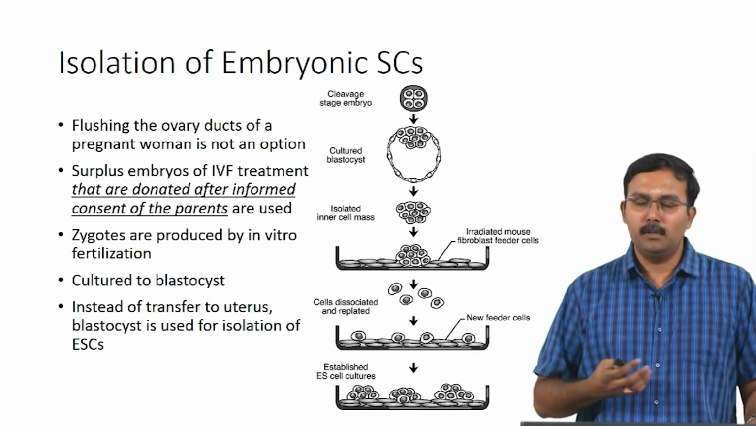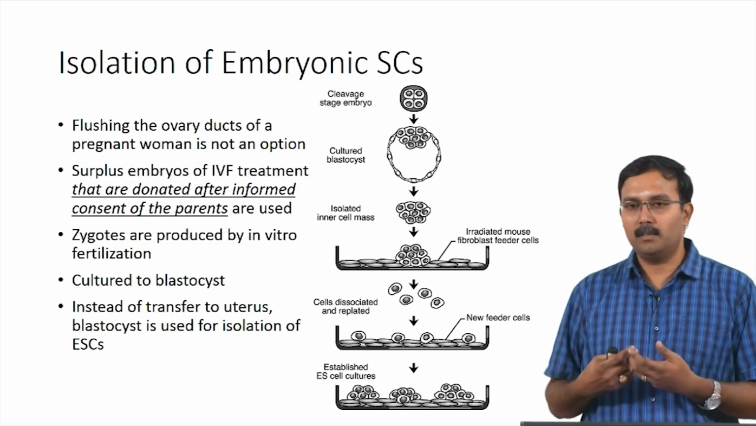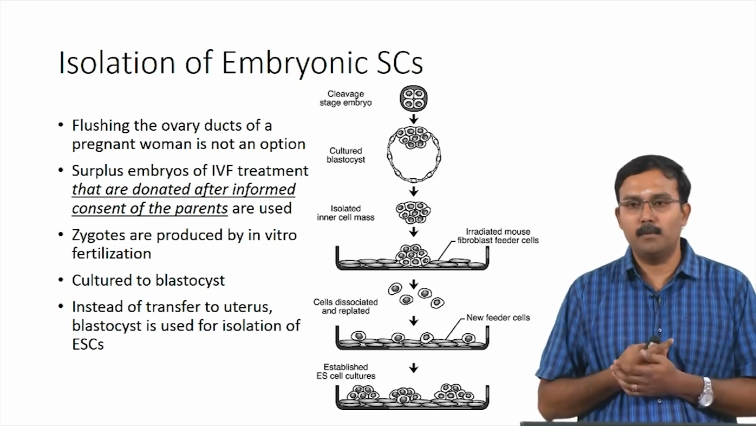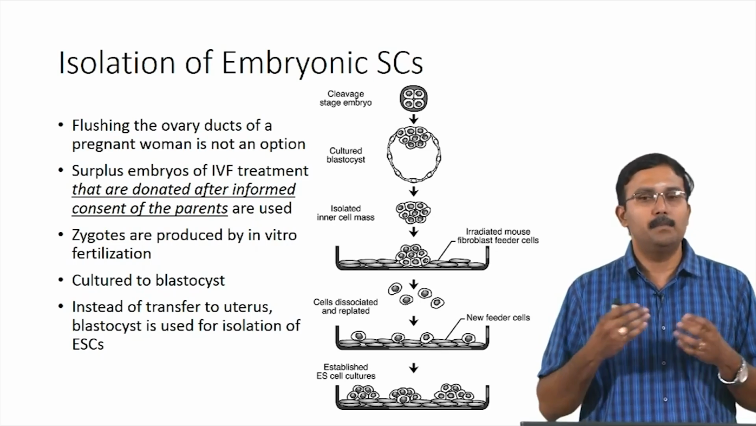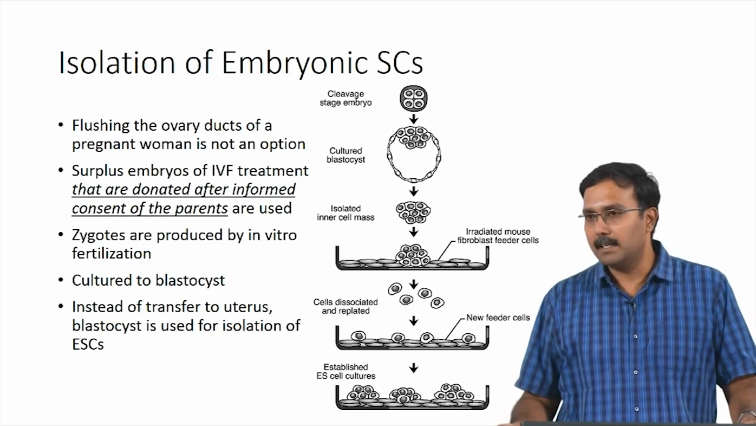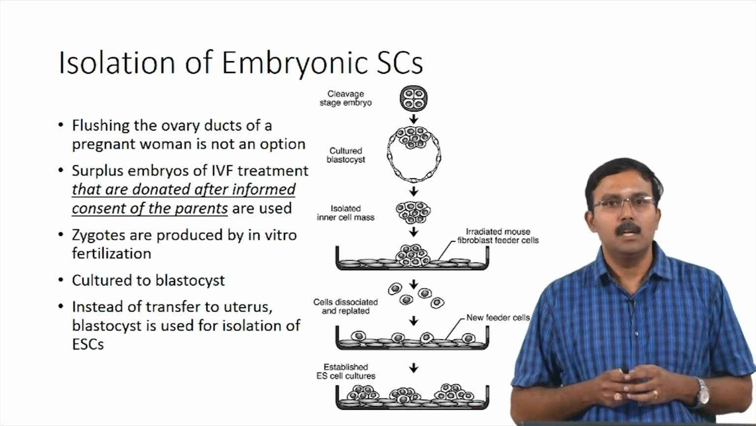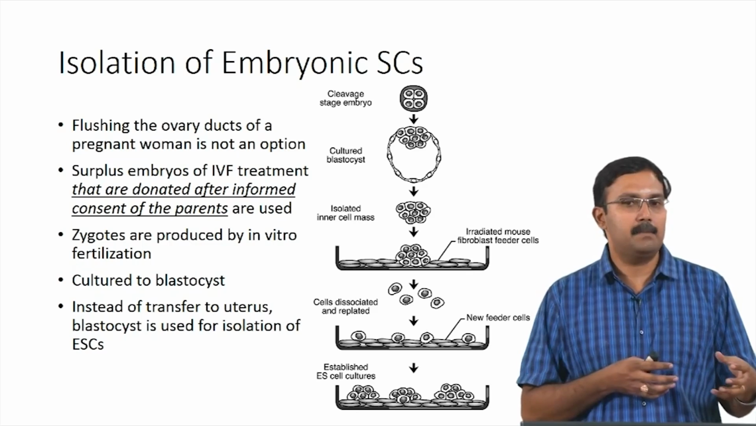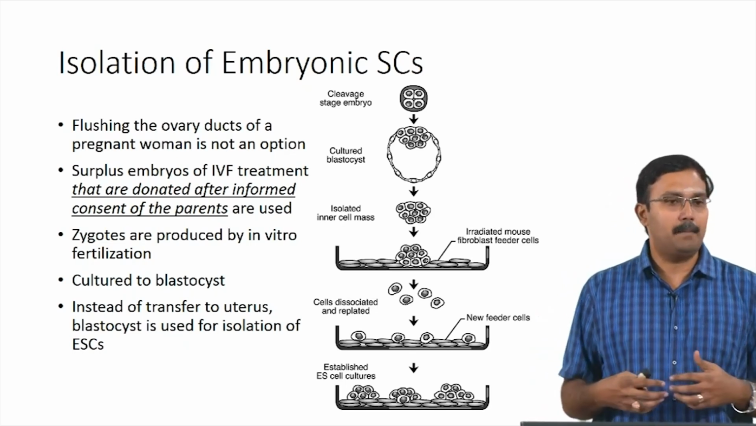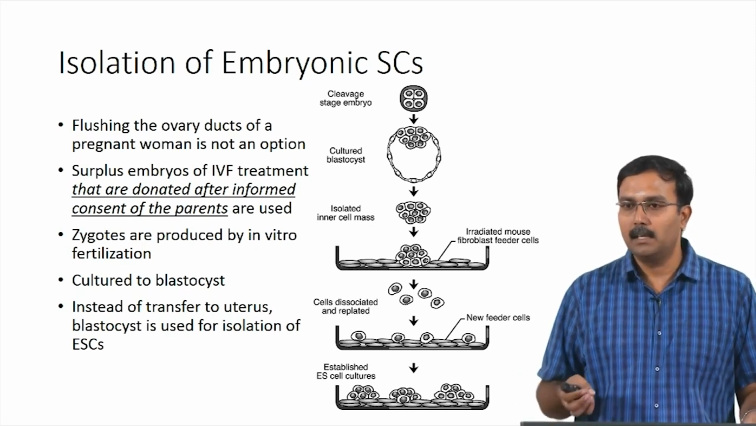To get the embryo out, if it is natural fertilization, you would have to get the embryo out of the ovarian duct. That would mean flushing of the duct, which will destroy the embryo as well, so that is not really an option. Because of this you need to do in vitro fertilization. That is how you create these embryos for getting embryonic stem cells. Surplus embryos during IVF treatment can be used for this. These need to be donated by the parents after informed consent. In India you cannot pay for these things as well.